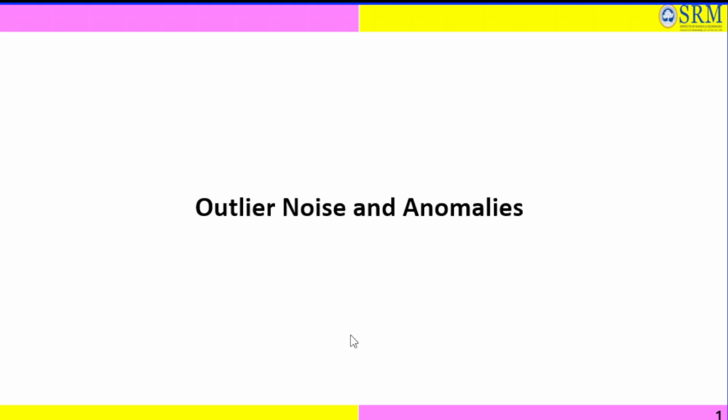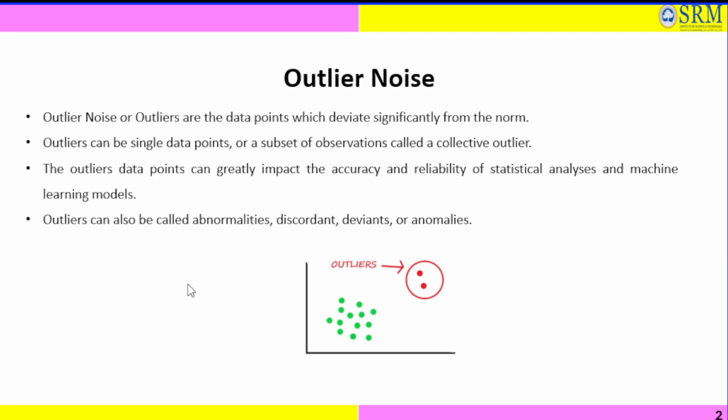Morning. Today we'll discuss outliers, noise, and anomalies. What do you mean by outlier noise or outliers? So these are data points which deviate significantly from the norms.